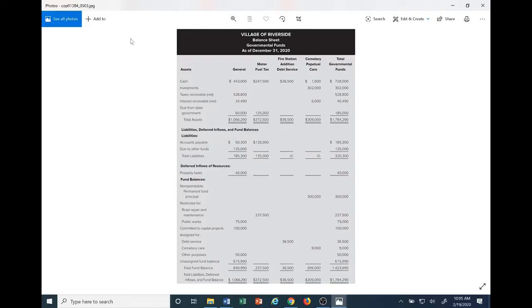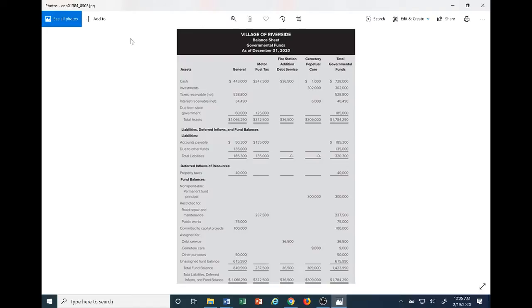So we can see here on the Village of Riverside, they have the general fund, always major, and then obviously all these other funds are major funds here, so they get their own column. We can see that the far right column is always going to be the total governmental funds, so we can sum them from left to right for the assets for each one of them. That total governmental funds figure of $728,000 is just the total cash. But then you can see it's itemized between the general, motor fuel tax, and so on, of how much of that money belongs to each one of the funds.